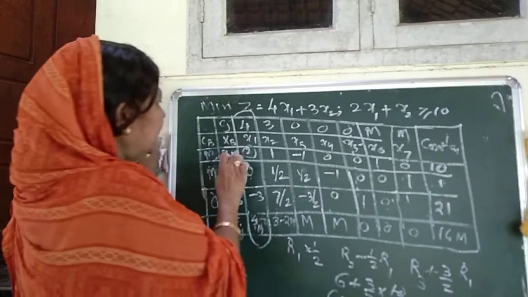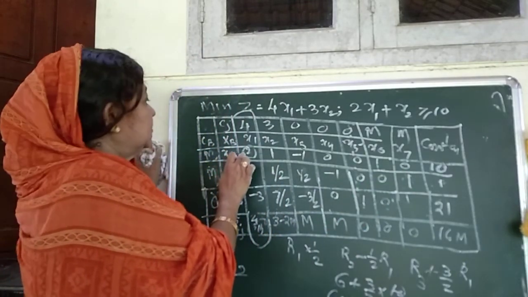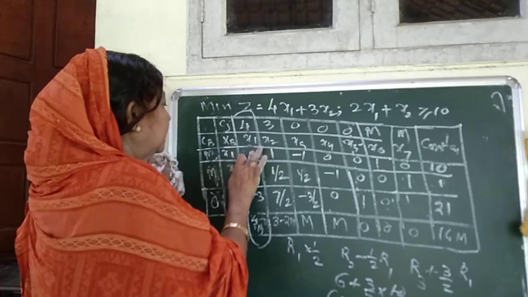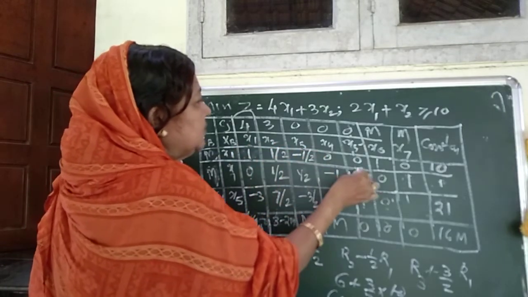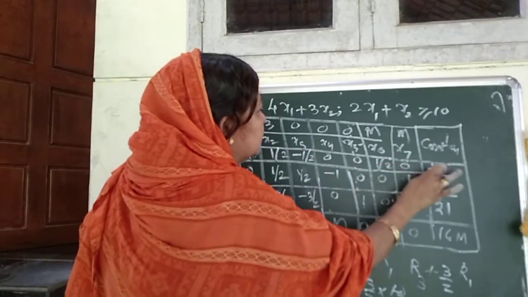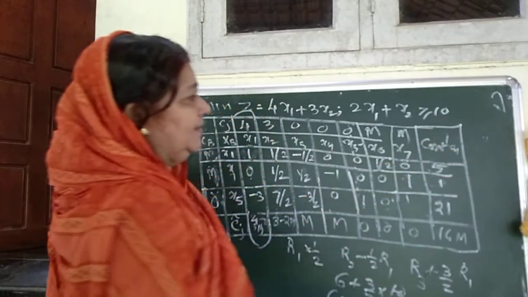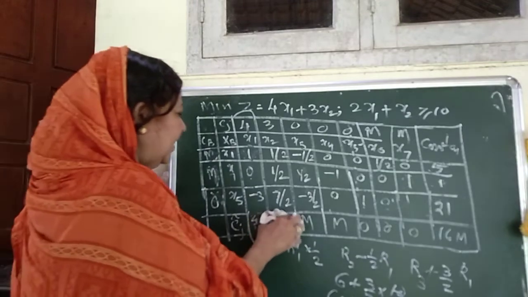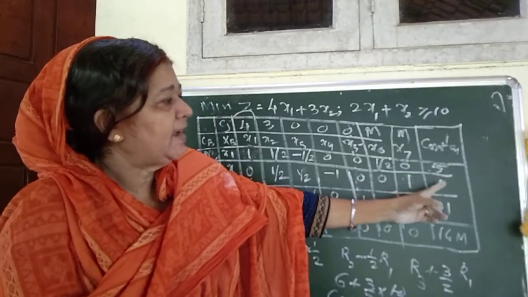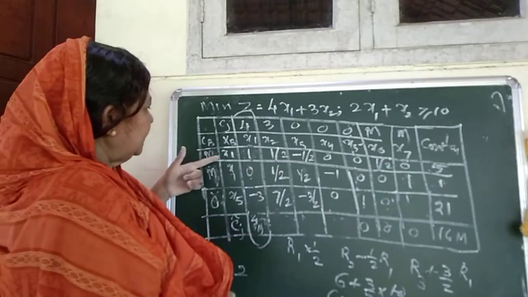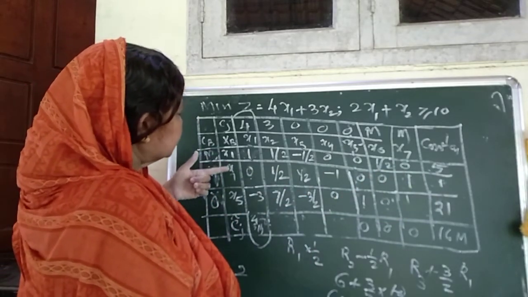Lastly we can change. So 2 by 2, 1, 2 by 2, 1, 1 by 2, minus 1 by 2, 0, 1 by 2, 10 by 2, 5. So we have the new table with these values 5, 1, 21, and the bases are x1, x7, x5.